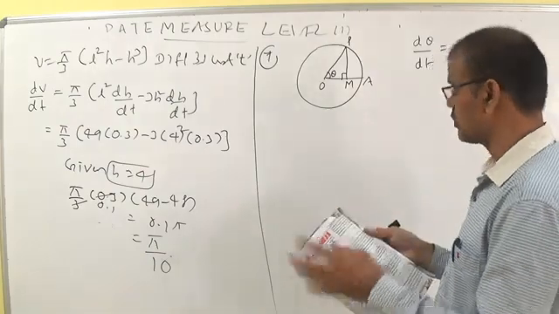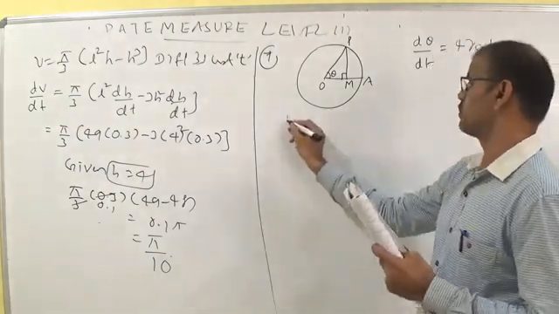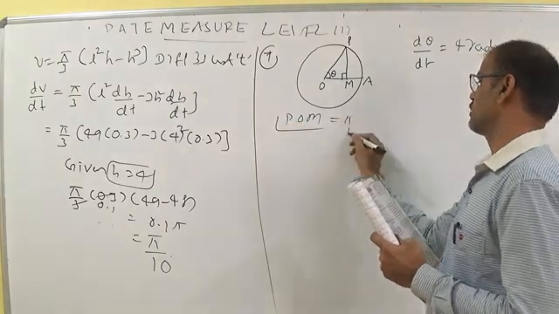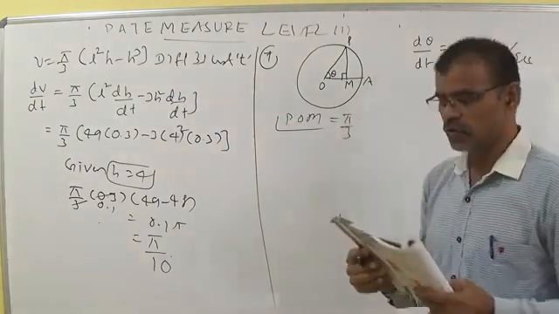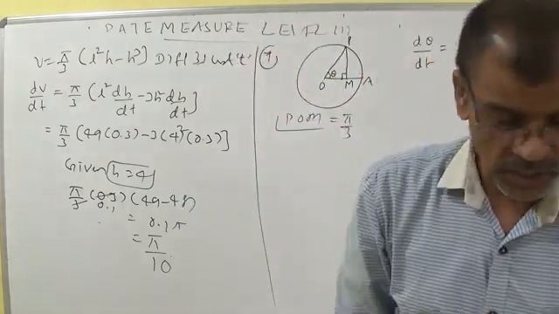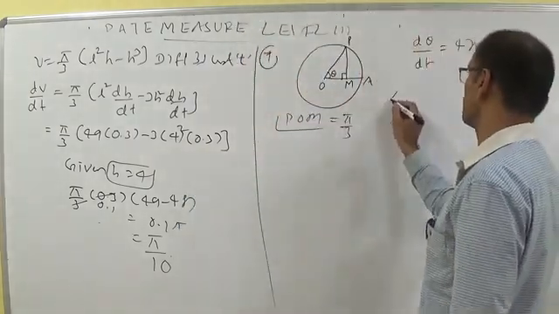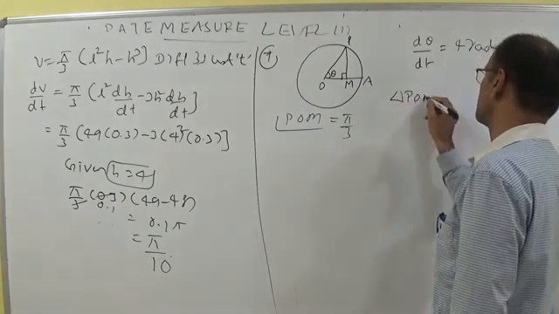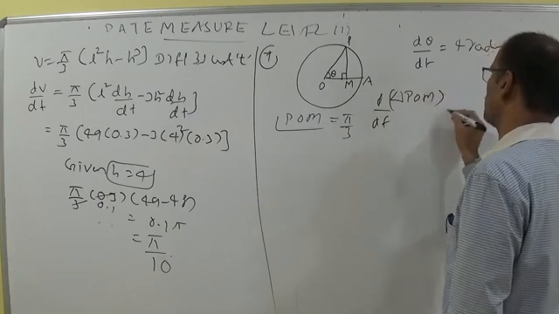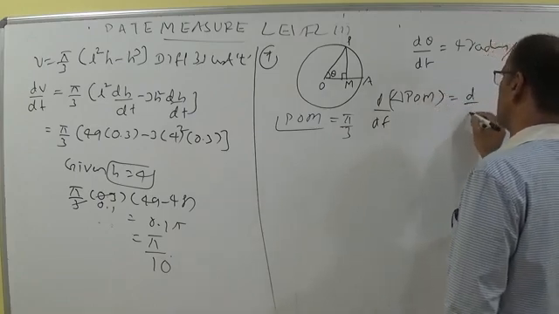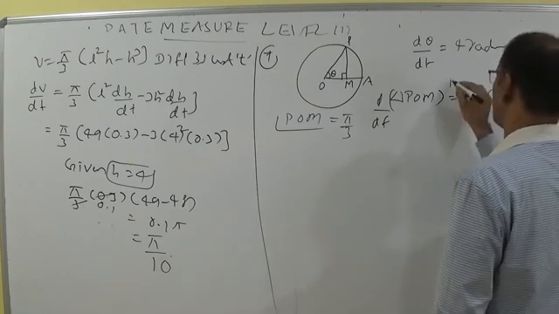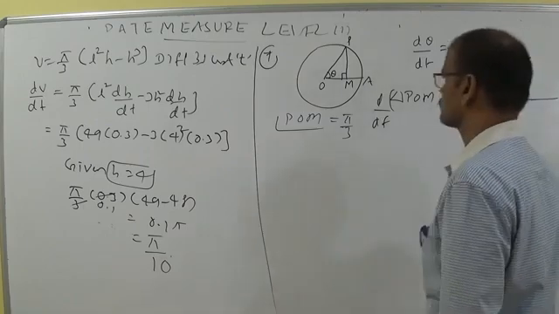PM is perpendicular. Angle POM is equal to pi by 3. Then the rate at which the area of triangle POM decreases. d by dt of the area of triangle POM, let the area be capital A. Then you should calculate d by dt of A; first find the area.